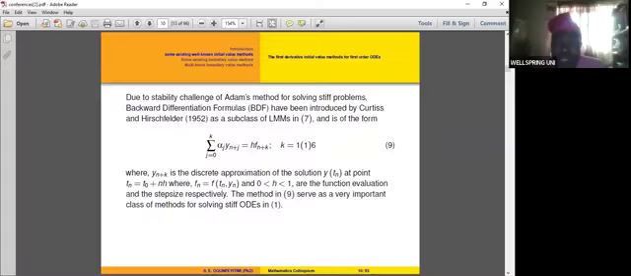In the backward differentiation formula, the method is said to be what? A-stable for k=1 and k=2. From k=3 down to k=6 it is A(alpha)-stable. And from k=7, it becomes unstable. However, this method is very, very important because it is usually used to solve stiff ODEs. And most of the code embedded inside MATLAB often uses the backward differentiation formula.